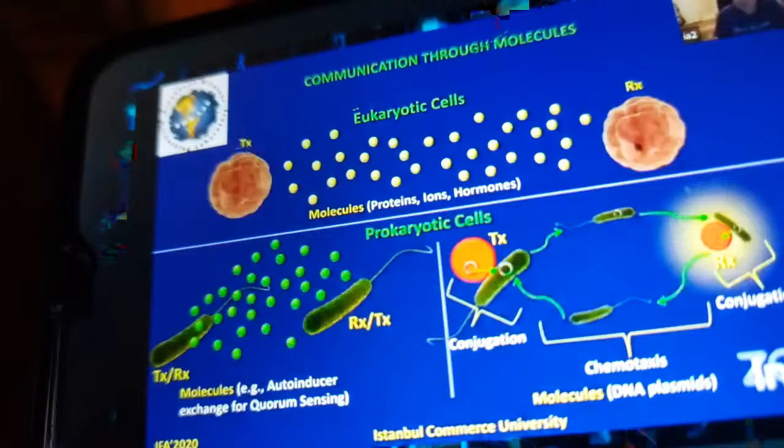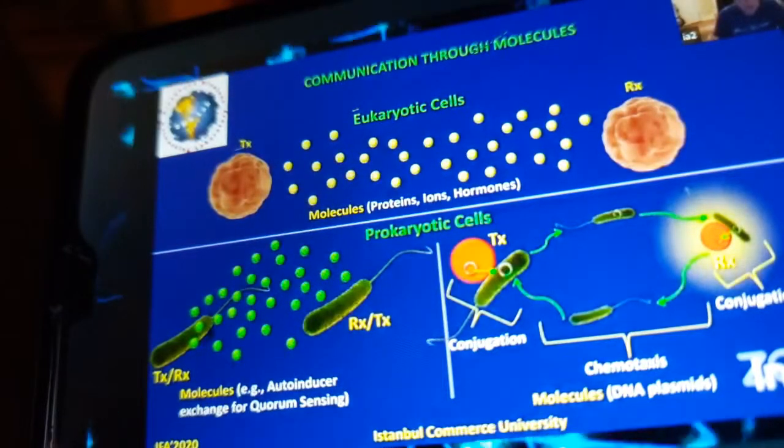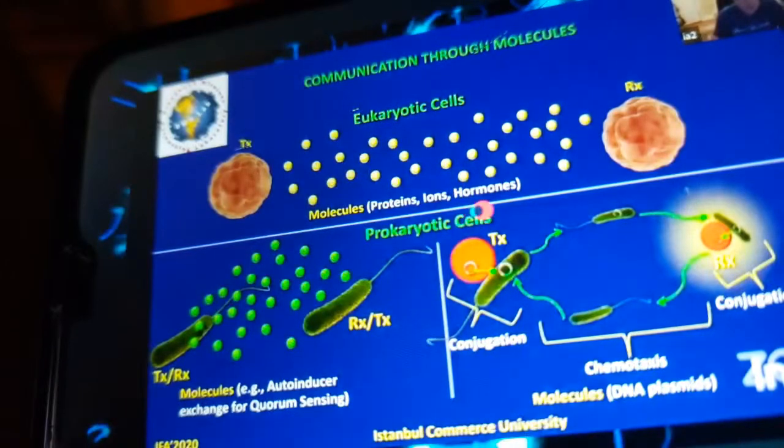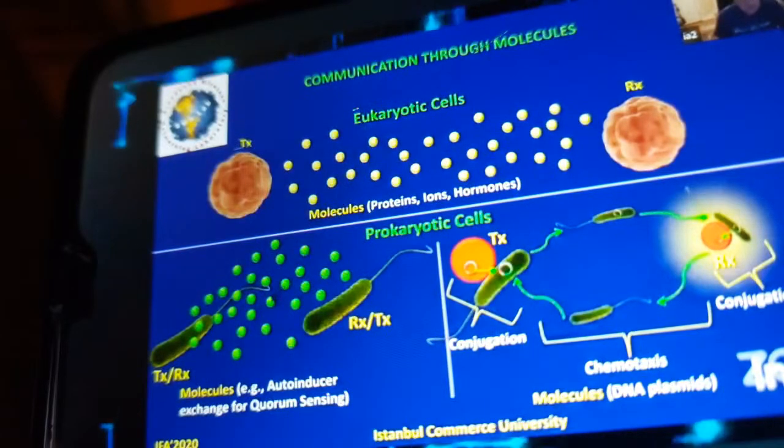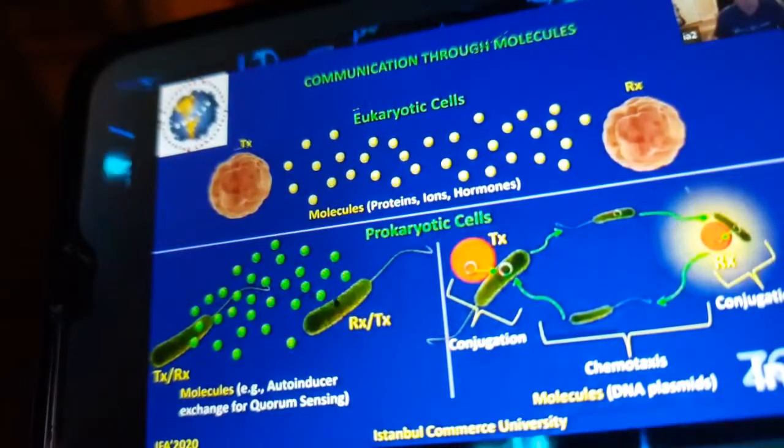And then the prokaryotic cells are like this. So same thing like this. And it releases these molecules, for example, auto-inducer exchange for quorum sensing.